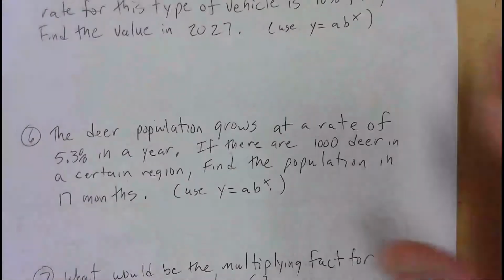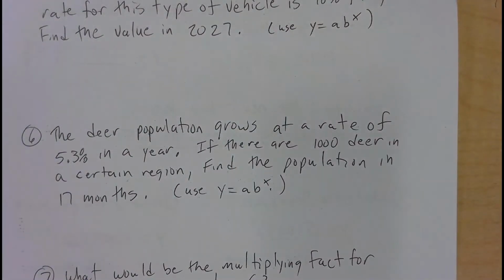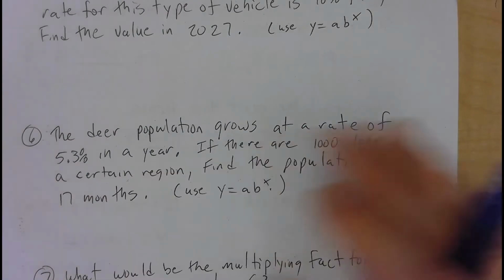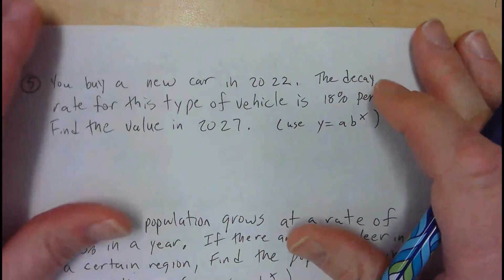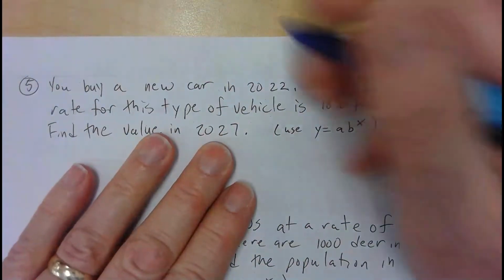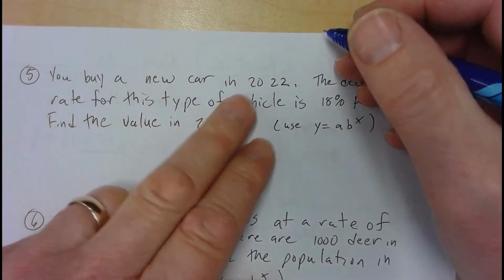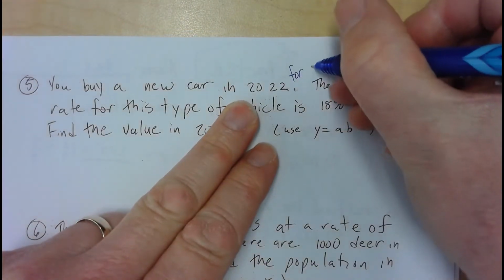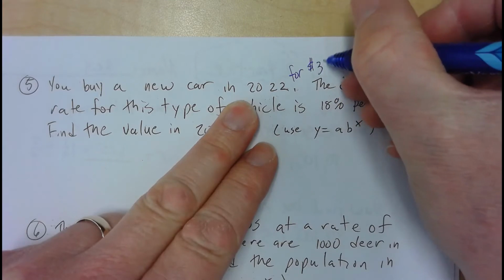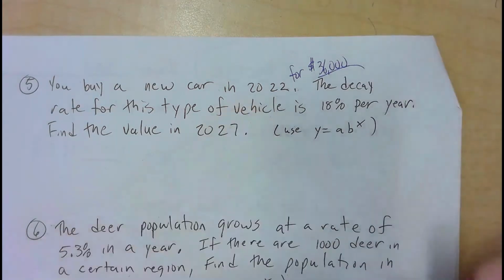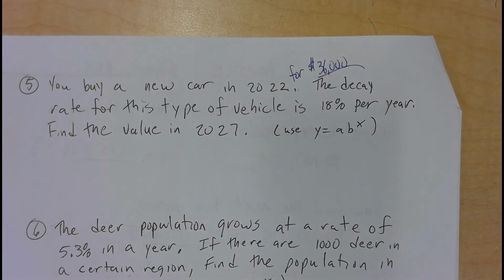Okay, number 5. Now we're decreasing. We're making our car value go down. When I made this up, I accidentally forgot to put in the price of the car. So you buy a new car in 2022 for, we're going to say, $36,000. So I forgot to put that in there when I wrote this. So it's new practice quiz, never written before, forgot the amount.